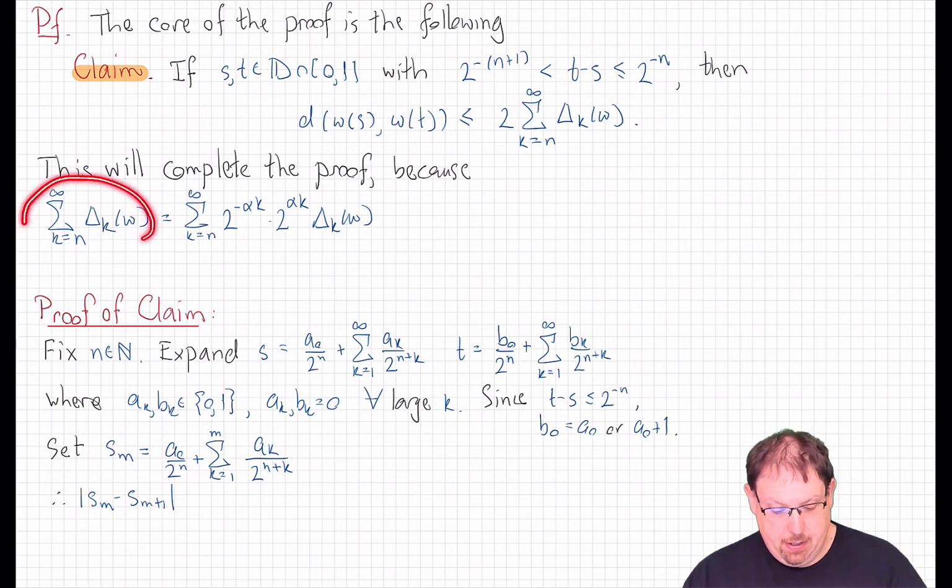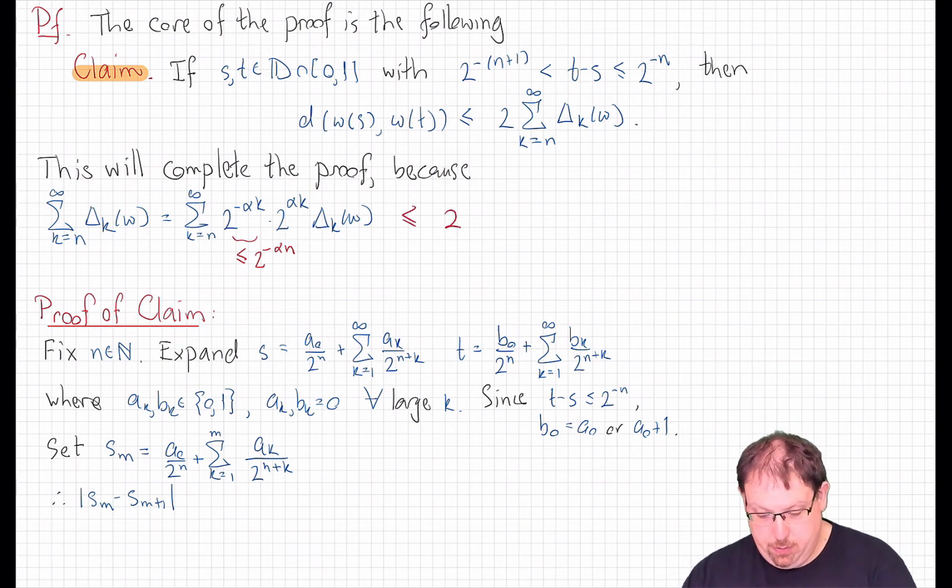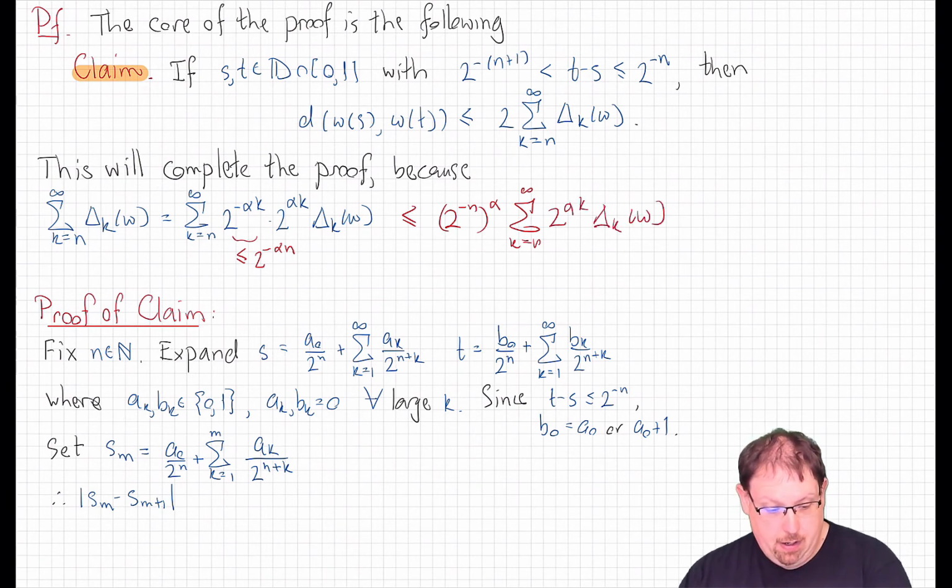This sum here can be written multiplying and dividing by 2 to the minus alpha k inside. Well, inside this sum, 2 to the minus alpha k is certainly no bigger than 2 to the minus alpha n, since all those k's are bigger than or equal to n. And so that is less than or equal to 2 to the minus alpha n, which I'll write as 2 to the minus n to the power alpha, times the sum k going from n up to infinity of 2 to the alpha k, delta k of omega.